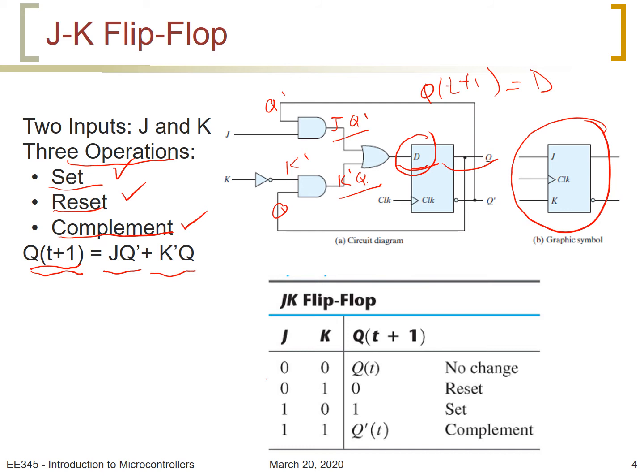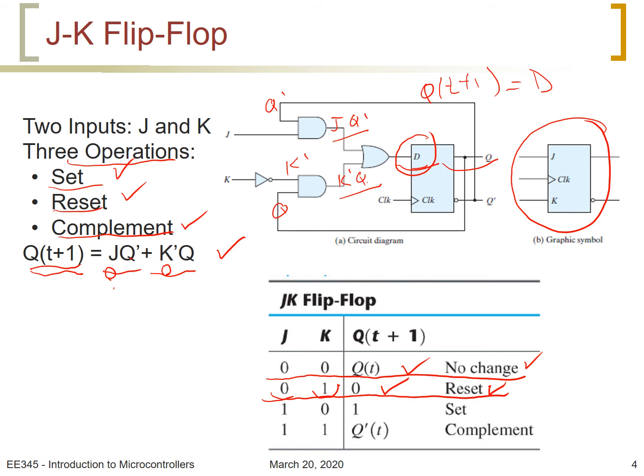When J is 0 and K is 0, if we substitute 0 here and 0 here, 0 dot Q prime is 0, 0 prime is 1 dot Q, so it will be Q of t, and we say this is no change. And the second case, when J is 0 and K is 1, when we substitute J equal to 0 and K equal to 1 in this equation, we find that Q at time t plus 1 is equal to 0. And this is the reset state.